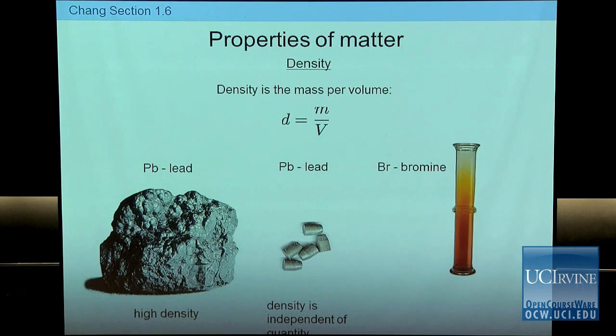Here's an example of a material that has a low density. This is bromine gas in a flask. The molecules are very far apart. That means you don't have a lot of material per volume unit. So per volume, you don't have a lot of mass. That means the density is a low number. This is a low density material.